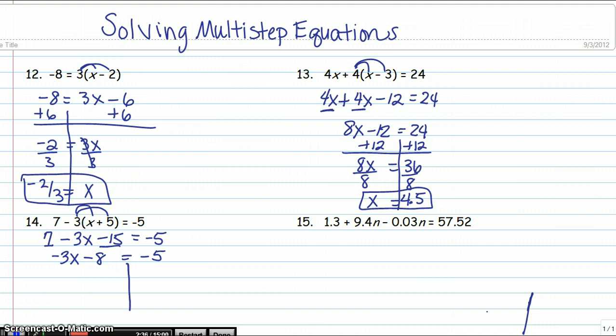Now I'm going to use my inverse operations. Adding 8 to both sides, I get that negative 3x equals positive 3. So when I divide by negative 3 on both sides, I get that x needs to be negative 1.